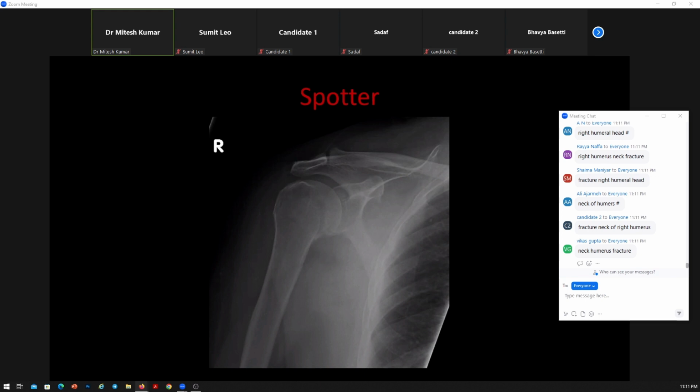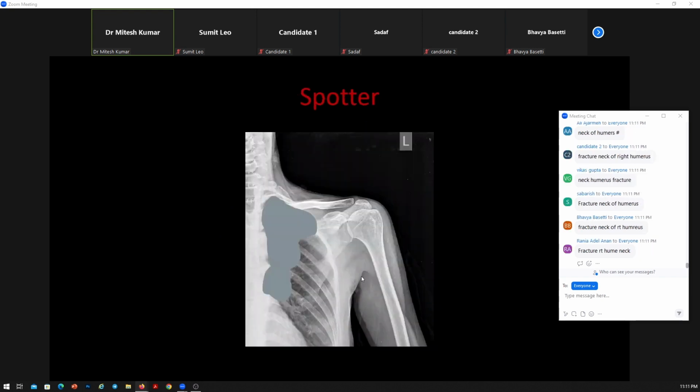Yeah, fracture of the neck of the humerus. Sorry for using this kind of image again. The idea behind using this is to show all the spectrums affecting the shoulder joint.